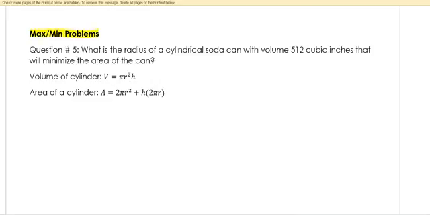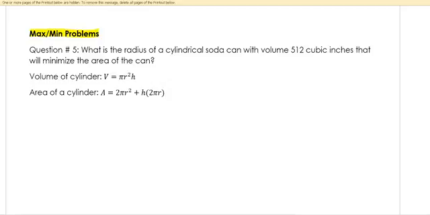Now, max-min word problems are different from related rates because you're not taking the derivative with respect to time. Instead, your goal is to find a formula that works within that problem. Make sure you have one variable in that problem and then take its derivative and set it equal to 0 so that you can find a max or minimum point.